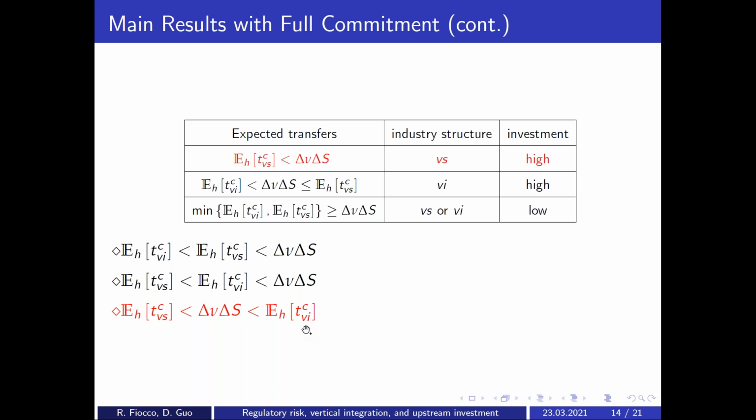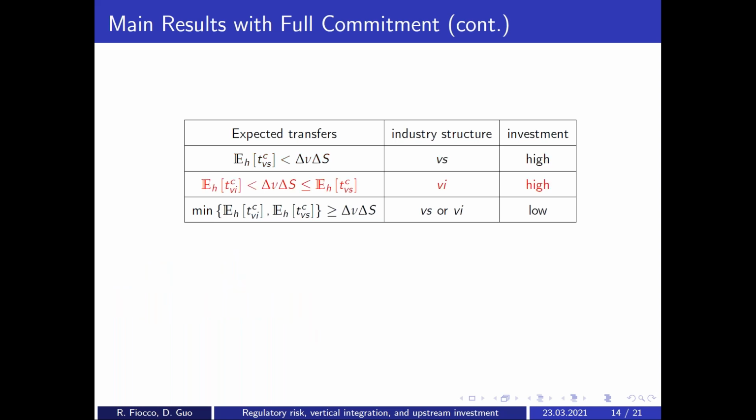Therefore, the firms will keep vertical separation. Okay. So this is all the 3 possible subcases under the case 1. Now let's look at the case 2. The second case shows that vertical integration takes place and high effort is provided as long as the expected transfer under vertical integration is lower, but expected transfer under vertical separation is higher than the expected social welfare gain.